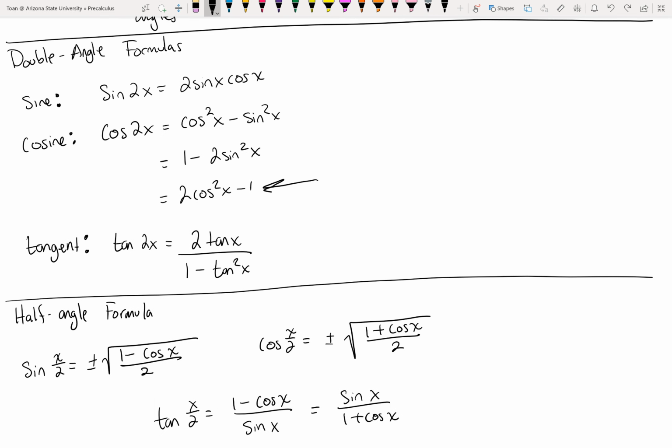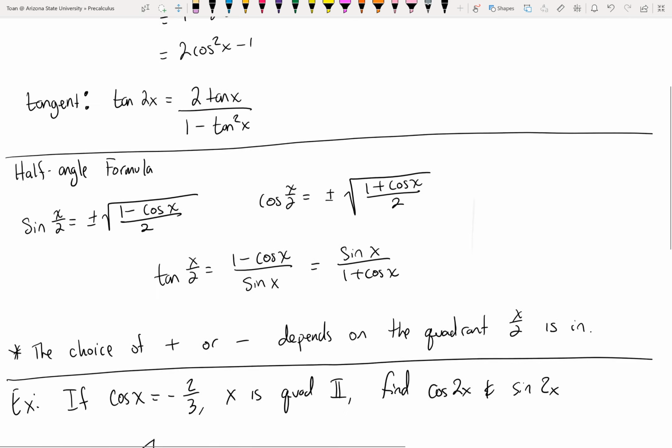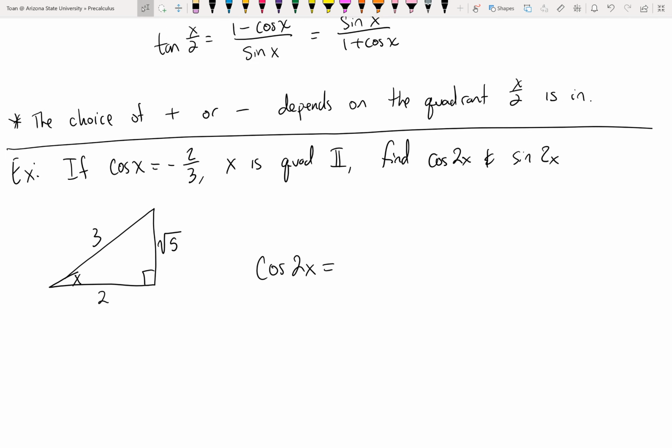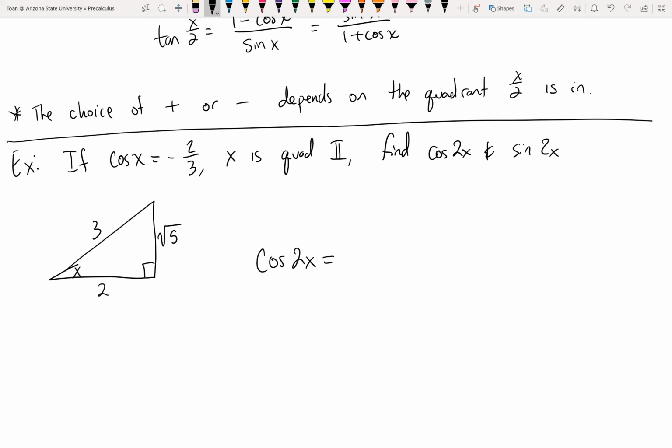In other words, I'm going to use this variation here. No reason why one method is not better than the other, but this is, I think, the quickest. So according to the double angle formula, I know that cosine of 2x is 2 cosine squared x minus 1, and they already told me what cosine of x equals. Cosine of x equals negative 2/3.